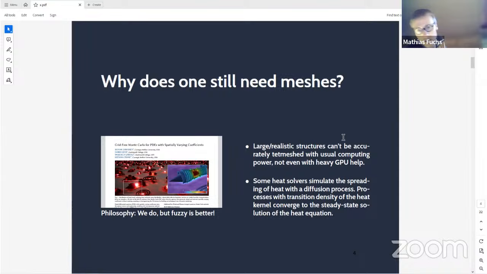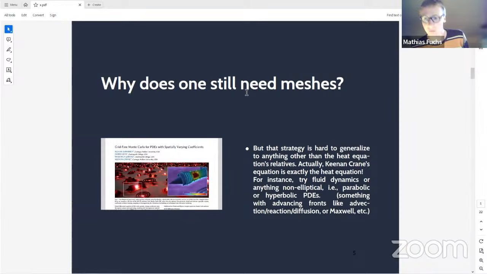You can't accurately expect to mesh something above, say, 100 million tets and so on, but still, what we take from this is that, yeah, fuzzy is better. So we have to approximate the geometry. And I think this is what I just tried to demonstrate. Don't try to map your geometry exactly, but just do the kind of approximation that you need. And I think the days of tet meshes are far from over.